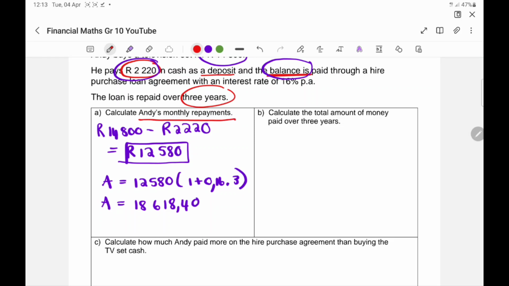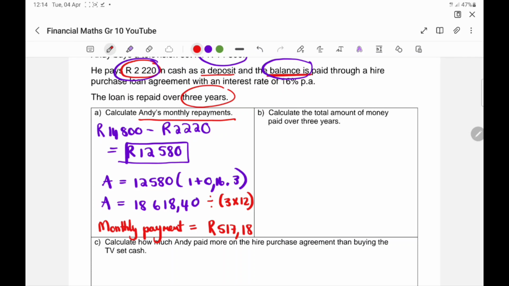Calculate Andy's monthly repayments. So if Andy pays it off over 3 years and each year has 12 months, let's rather say the monthly payment would be equal to, if you take that amount divided by 36, will give you 517.18 rounded off per month.